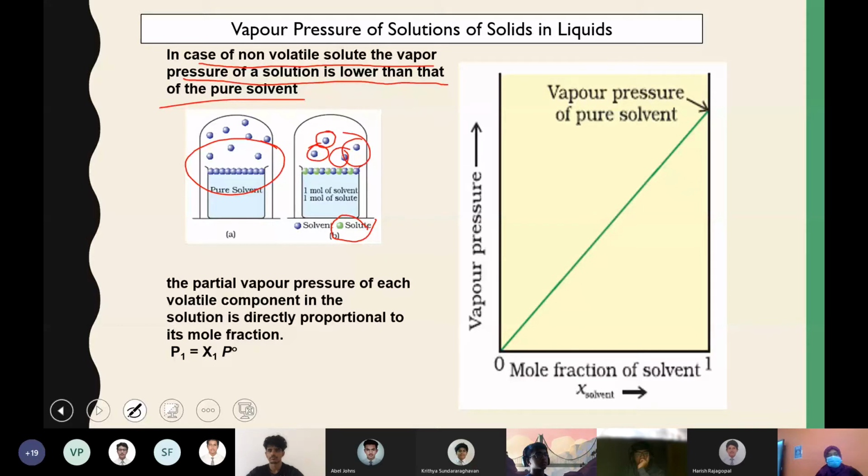And here also you can apply Raoult's law, because here there will be only one component, since your solute is not a vaporizable substance. So you can write it in terms of only one component. Partial vapor pressure will be equal to its mole fraction times P1 naught. And the graph is with just one line, because the solute is not vaporizing, so you don't have the other line. There is only one line.